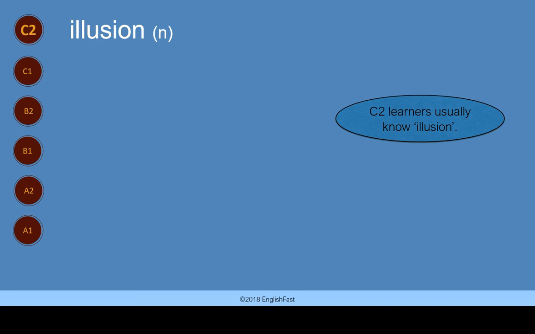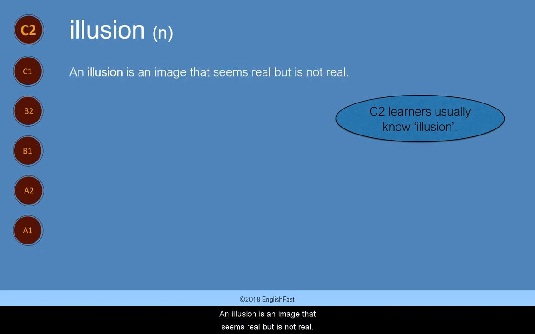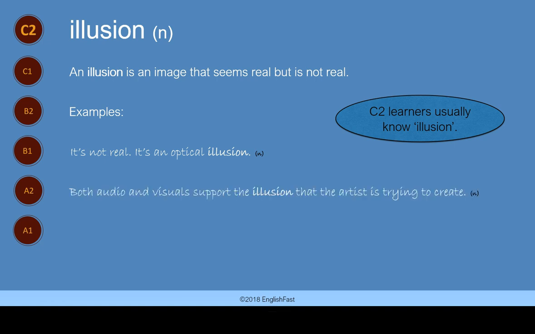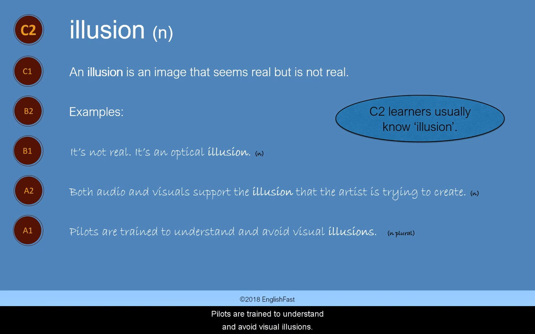Illusion. Illusion is a noun. C2 learners usually know illusion. An illusion is an image that seems real but is not real. Here are some examples. It's not real, it's an optical illusion. Both audio and visuals support the illusion that the artist is trying to create. Pilots are trained to understand and avoid visual illusions.